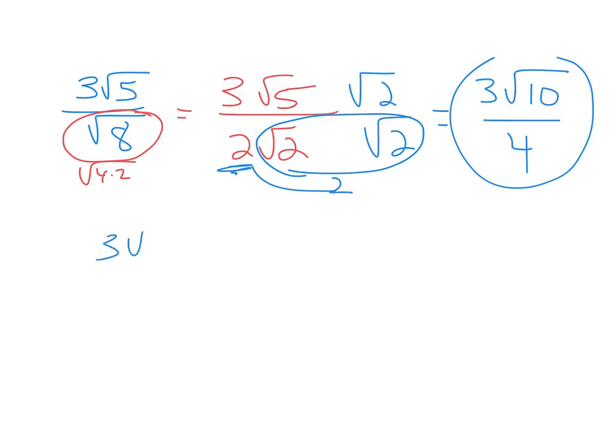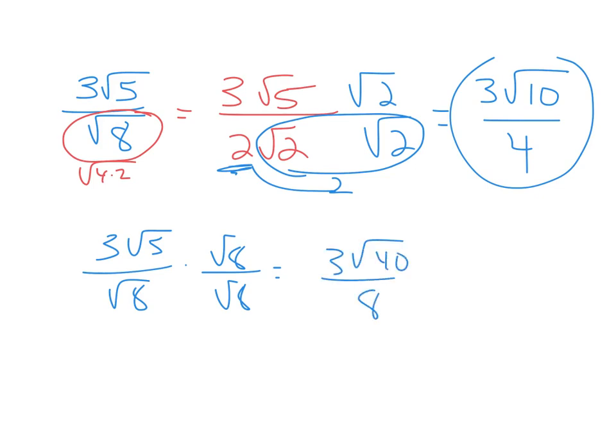Now, some of you probably did it without simplifying root 8 first. Then you're going to get 3 root 40 over 8. And then you're going to have to simplify root 40. And then you're going to have to simplify this stuff after you simplify root 40. So it's a little more complex if you do it this way. Whereas if you simplify it first, it's going to be a little bit easier in the long run.